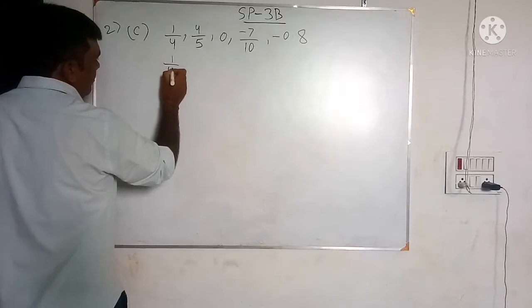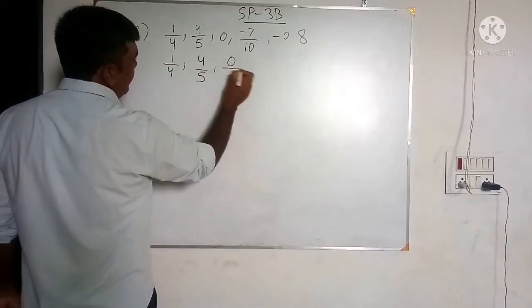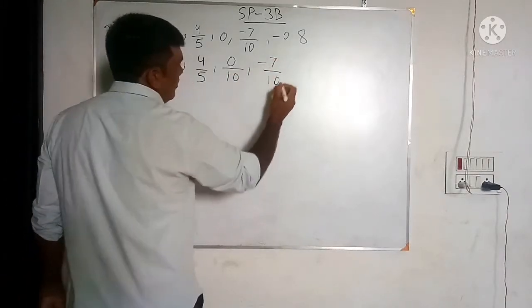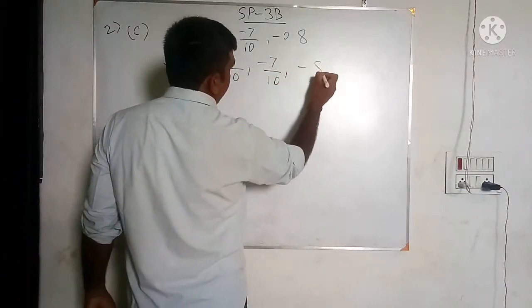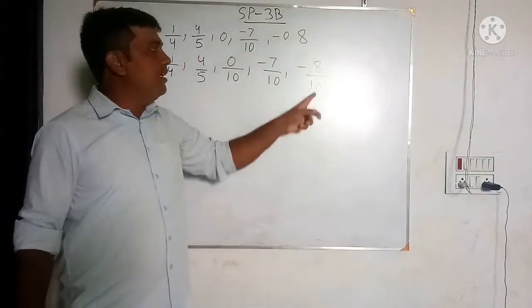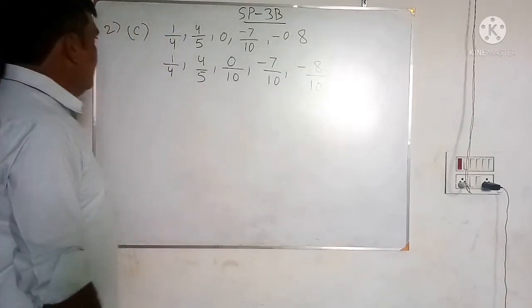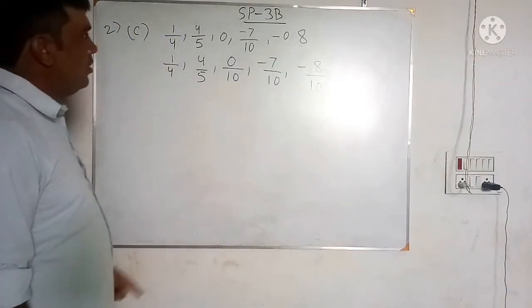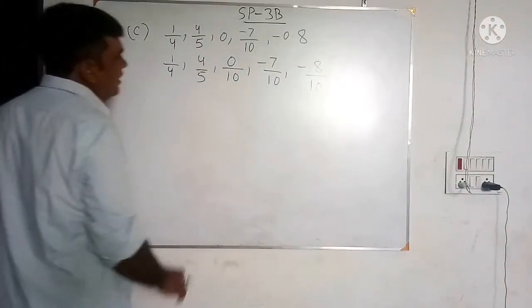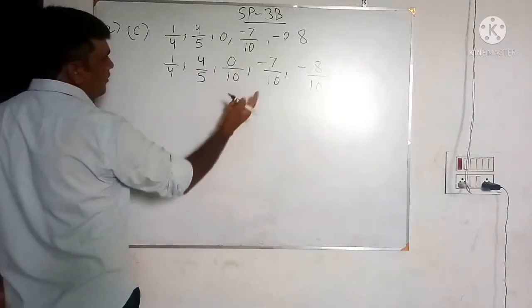So now we can write 1 by 4, 4 by 5, 0 as 0 by 10, minus 7 by 10, minus 8 by 10. 0.8 can be written as 8 by 10. The place value of this 8 is the tenths place, 1 by 10. So now we find the LCM of 4, 5 and 10, which is 20.